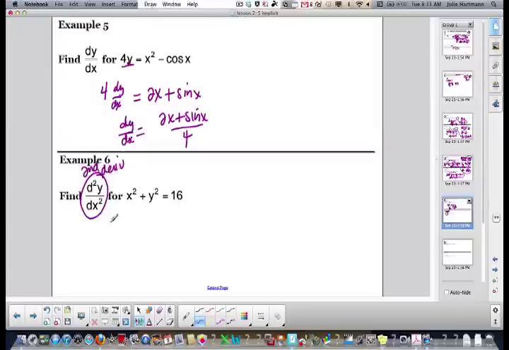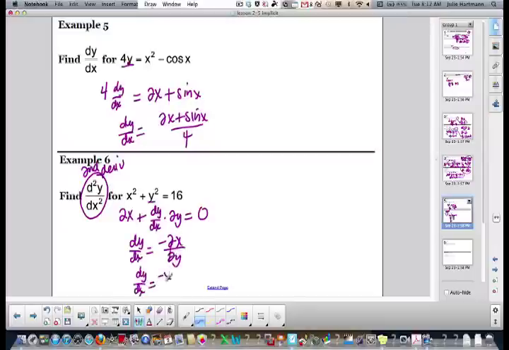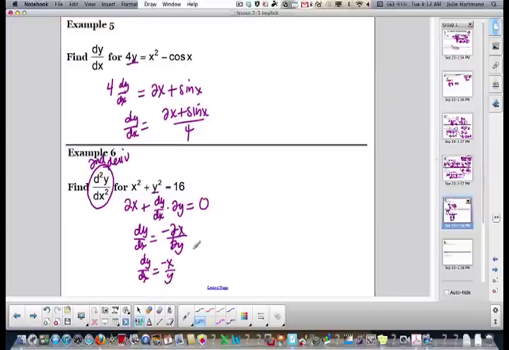All right, next we have this one, a second derivative. Okay, so let's first find the first derivative. Derivative of x squared is 2x. Derivative of y squared: derivative of y is dy/dx, so the derivative of y squared is 2y dy/dx. Derivative of 16 is 0. And then you need to subtract the 2x and divide by 2y. So you get dy/dx equals negative x over y.